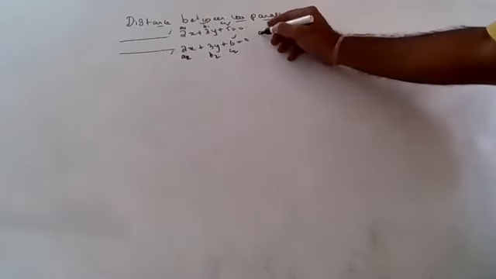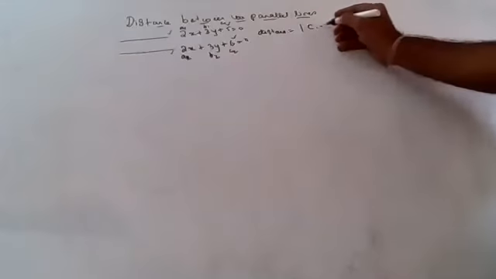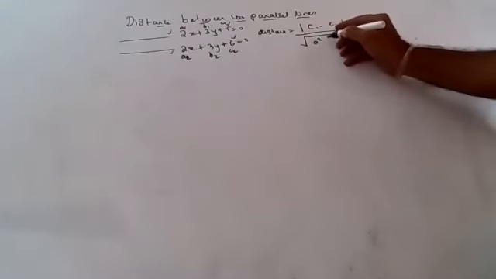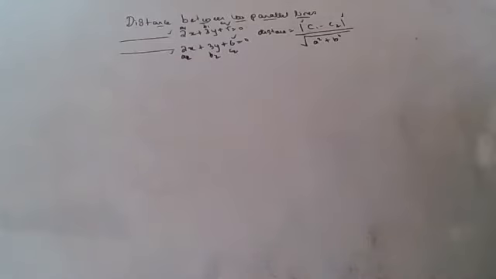And the formula for the distance between the parallel lines is equal to modulus of C1 minus C2 by root of A square plus B square. This is the formula. Children, why do we use modulus? Can anyone tell why we use modulus?